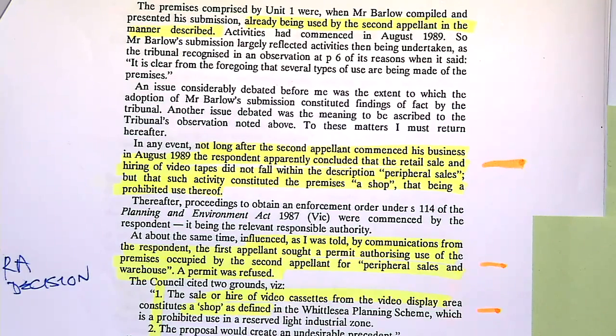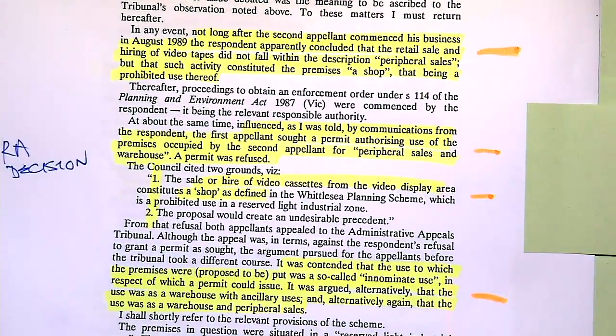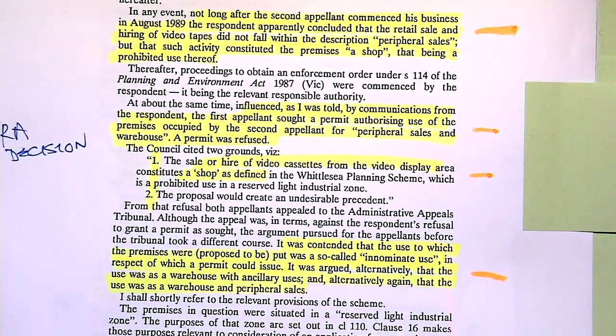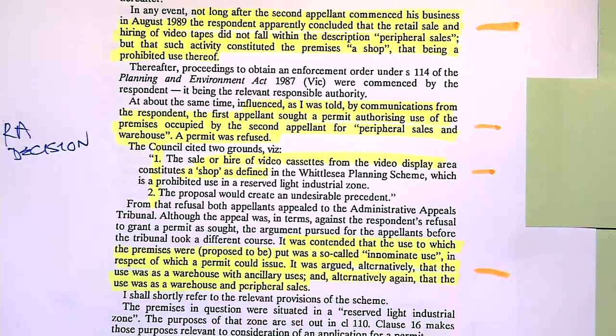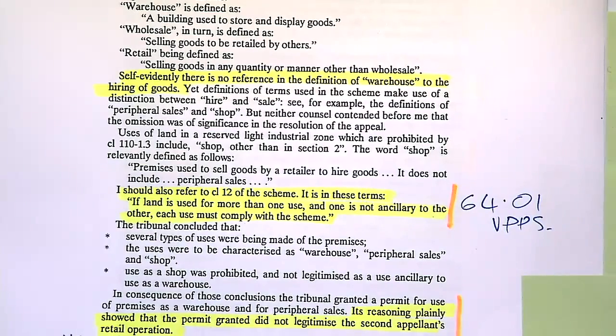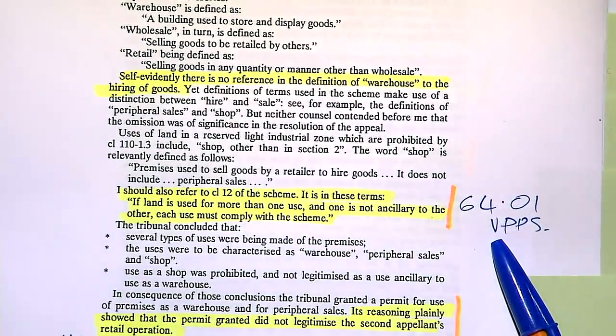So they had a go at innominate land use. That didn't work out. And this is sort of relevant. Things that they could have is peripheral sales. This is an old definition. I think it's kind of different now. That meant things like lawn mowers and farm equipment, or warehouse. So clearly retail sales did not fit into that. And here, in the old format planning schemes this used to be clause 12, now it's 64.01.